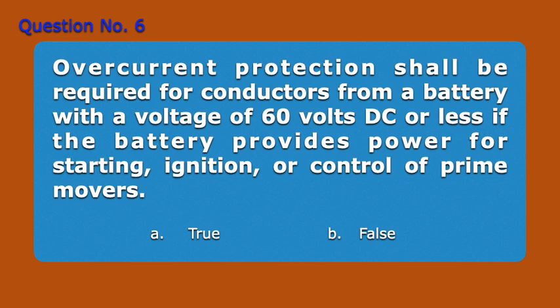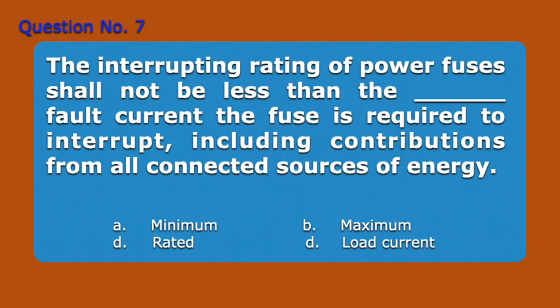Question number 6. Overcurrent protection shall be required for conductors from a battery with a voltage of 60 volts DC or less if the battery provides power for starting, ignition, or control of prime movers. A. True. B. False. Answer: B. False.